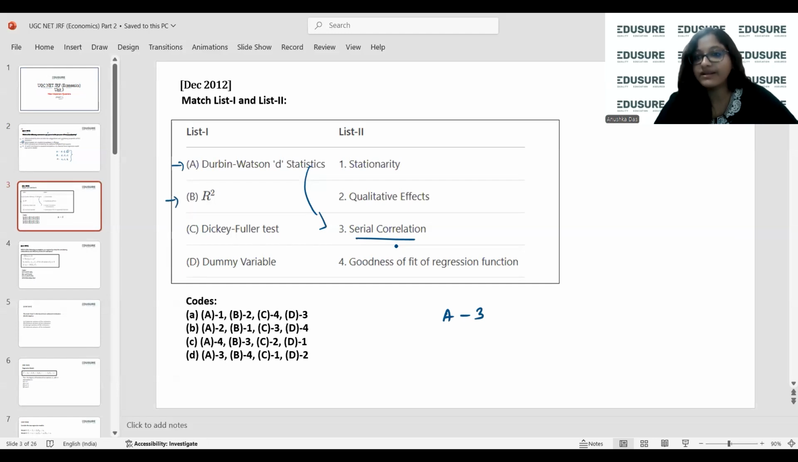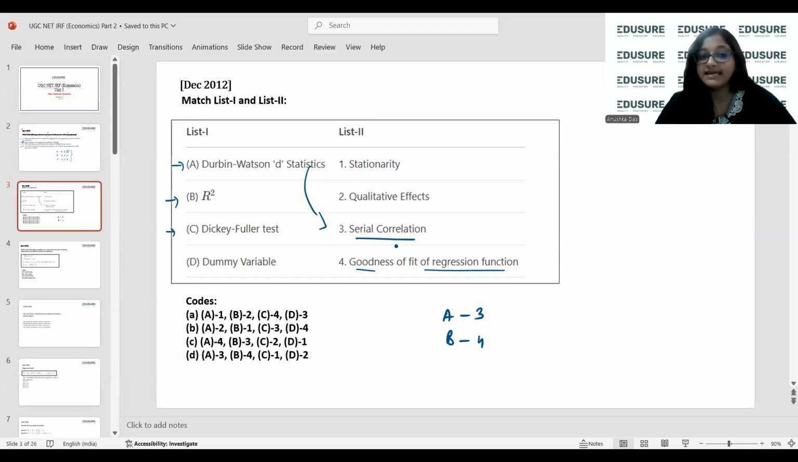R square is the coefficient of determination. R square basically measures the total variation, that is, how much percentage of the total variation of the model is explained by the independent variables, or the explanatory variables, or the regressors of your model. So that is also known as the goodness of fit measure, right? R square is known as the goodness of fit measure. So B will be option number 4.